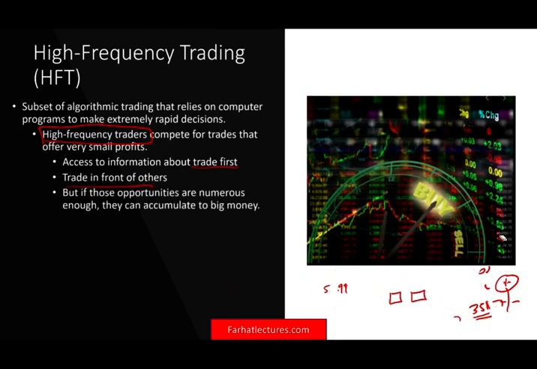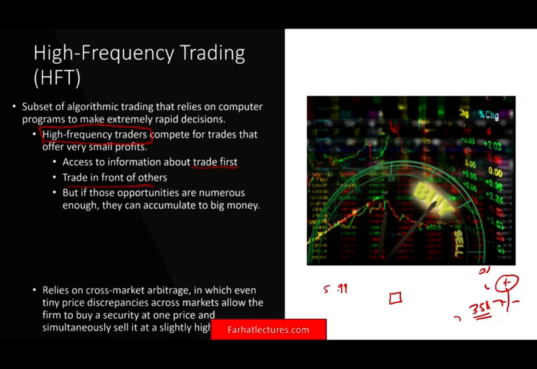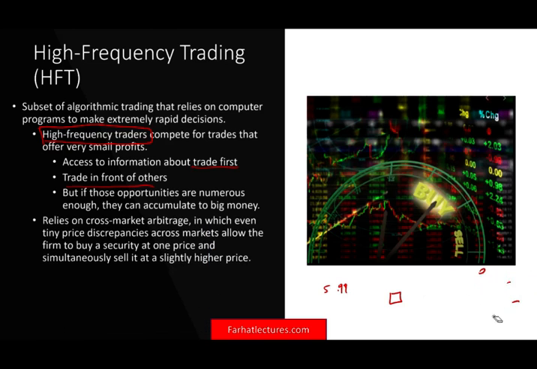But if these opportunities are numerous enough, they could accumulate to big money. That's the whole point of high frequency traders. They rely on cross-market arbitrage, in which even tiny price discrepancies, we're not talking about pennies, we're talking about 0.0001 of a penny, would still allow the firm to make a profit by buying a security at one price and simultaneously selling it at a slightly higher price.